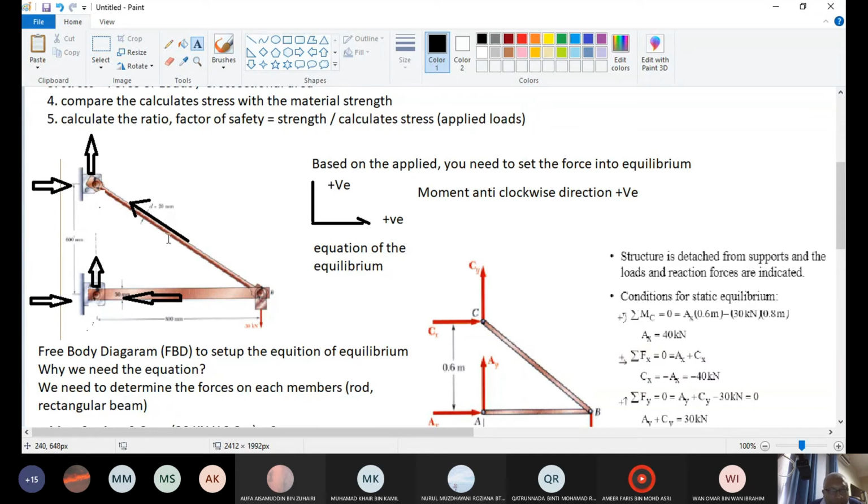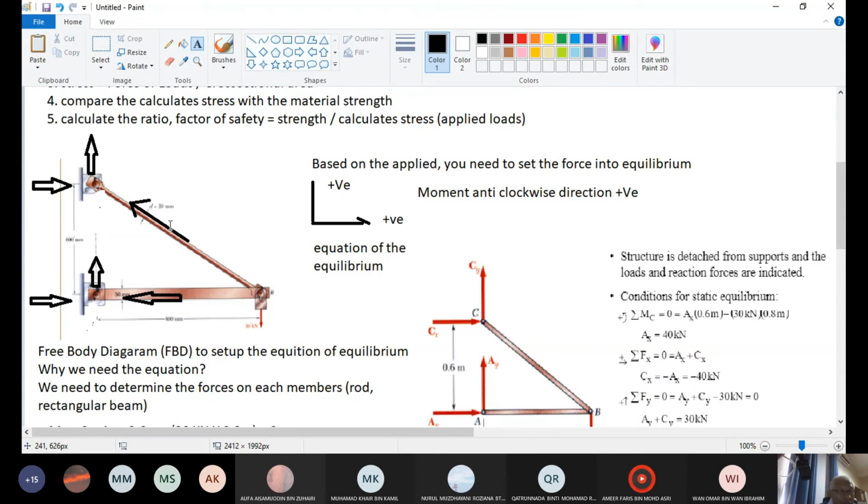So how to get the load? You have to think everything is in equilibrium. That's what we have learned. So that's why for this subject, you have to go back and review your mechanics of solid or statics and dynamics, which will help you to understand this better. First, you need to go back and look at your free body diagram. You need to understand how to set up the free body diagram.